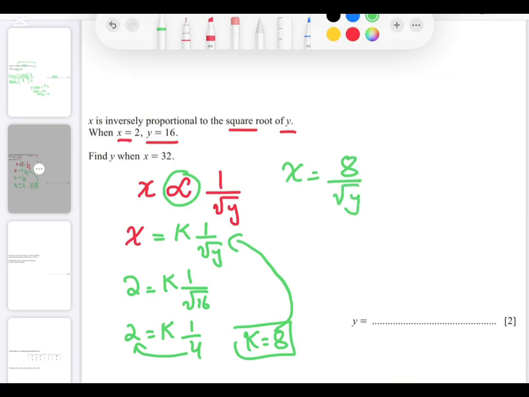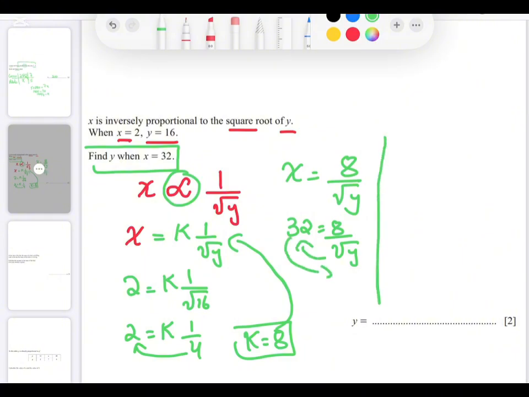We have done the second line. Now what we need to find out is y when x equals 32. That's a very interesting thing. So x is 32, root y will move to this side and 32 will move to this side. So root y is equal to 8 divided by 32.